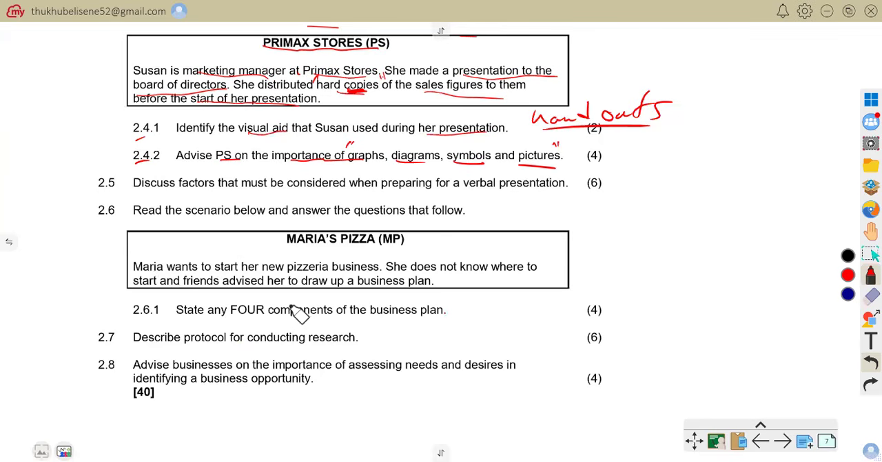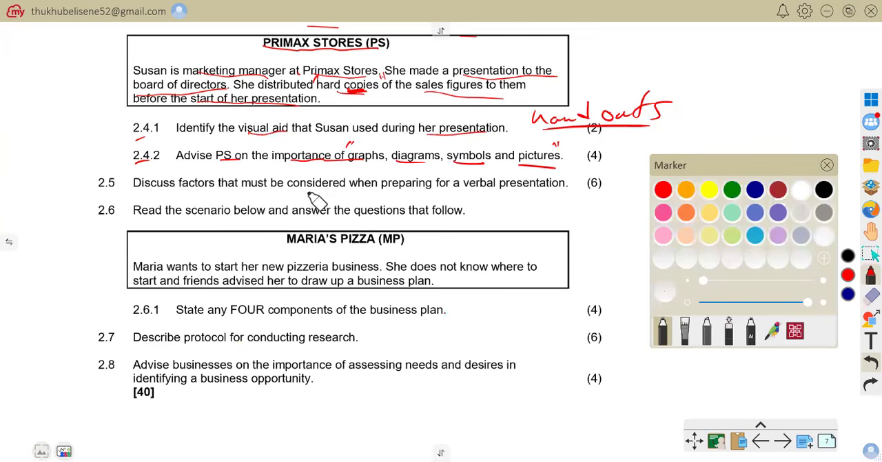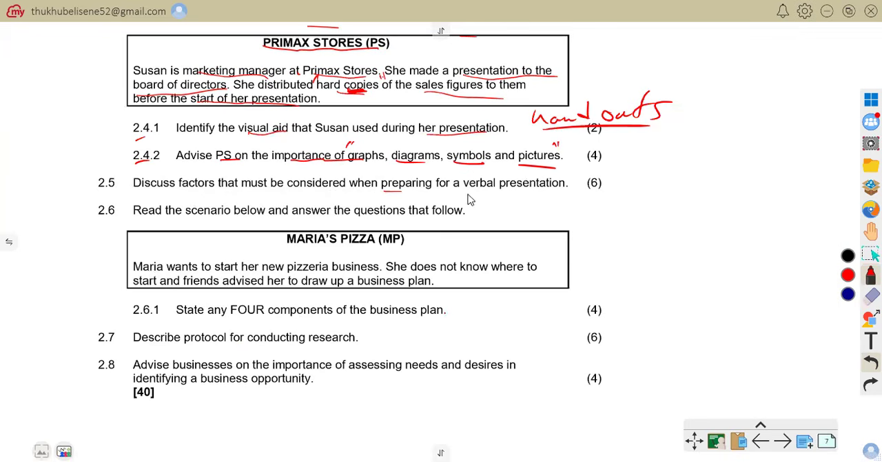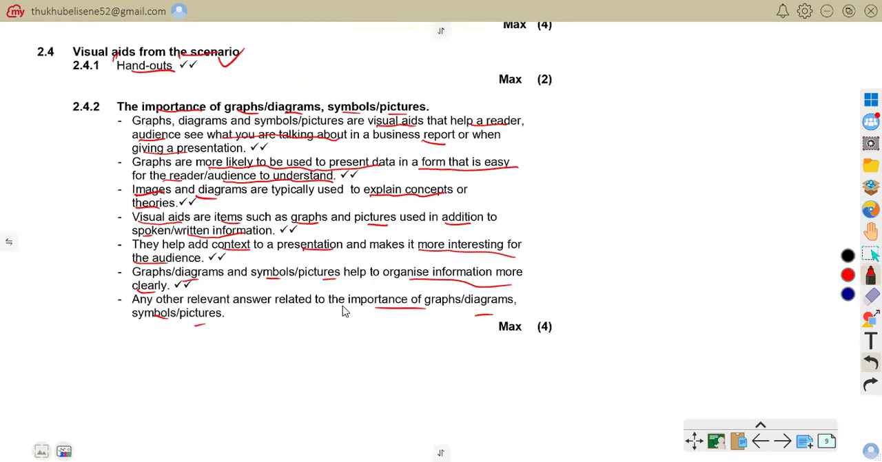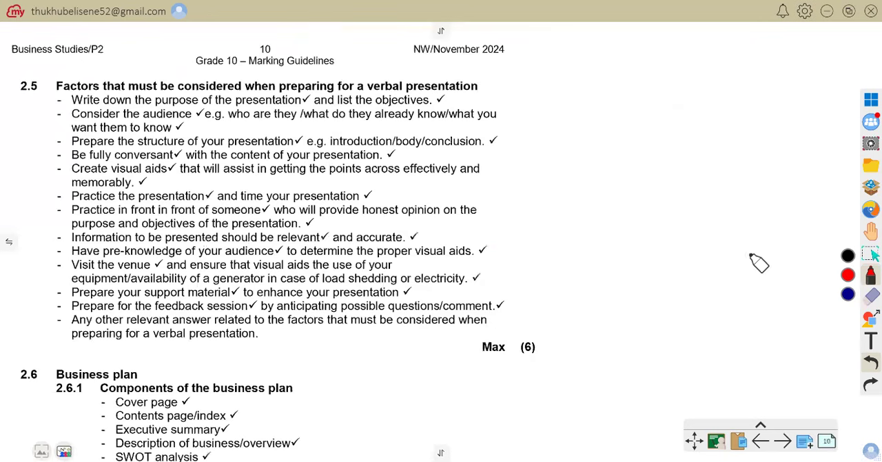Now, we did discuss factors that must be considered when preparing a verbal presentation. Now it means we are on 2.5. Discuss factors that must be considered when preparing a verbal presentation. Let us attempt 2.5, good people.